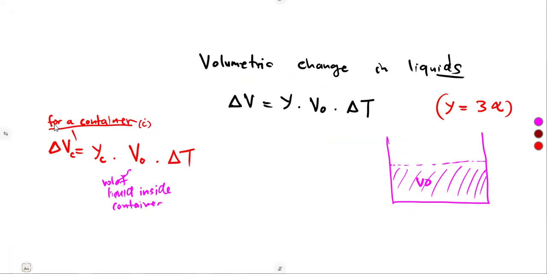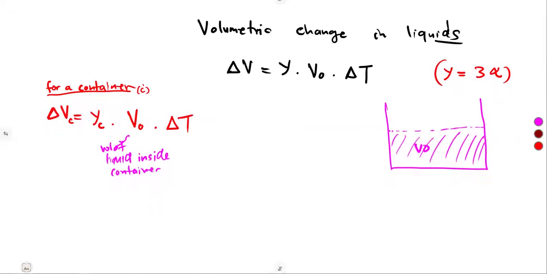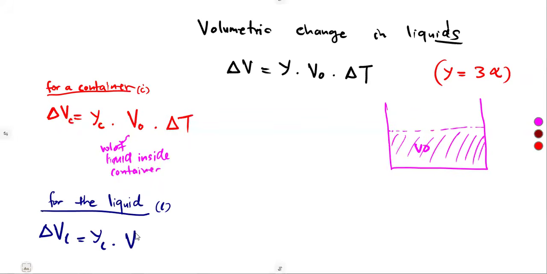But when this expansion of the container happens, and also of the liquid, because remember there's also a liquid, let us have it for the liquid now. For the liquid that is inside the container, we are going to have its change. So the change in volume for the liquid, let us just use the letter L for liquid, is the expansion coefficient for the liquid times the original volume of the liquid, times the change in temperature.